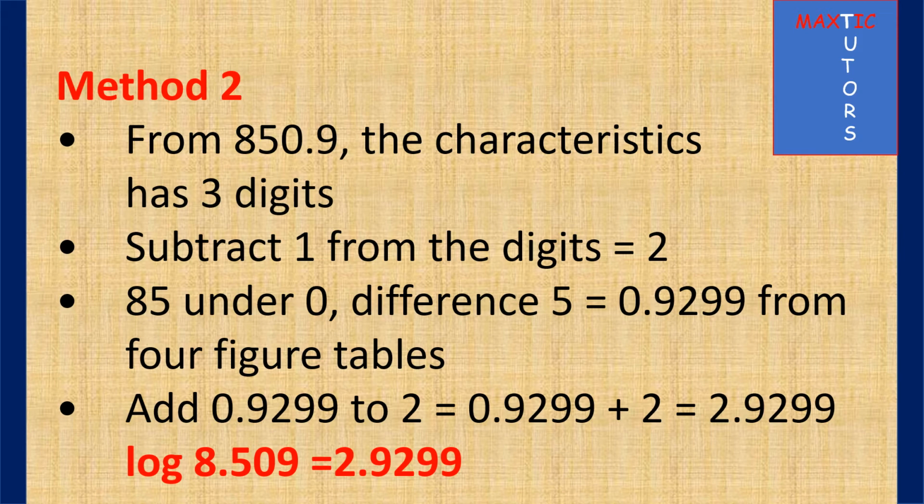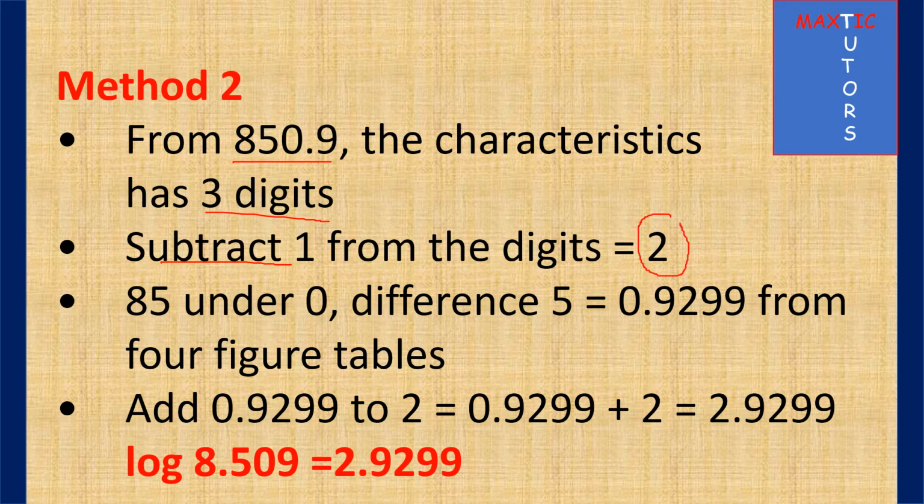Another method you can use is this. Now you are to find the log of 850.9. What is the characteristics of this number? How many numbers do you have before the decimal? You have 3 digits. 1, 2, 3. So the characteristic has 3 digits. So the rule is that you subtract 1 from the digits. So 3 minus 1 will give you 2.